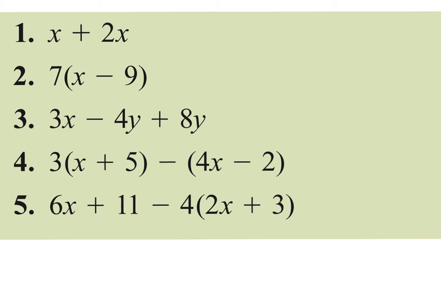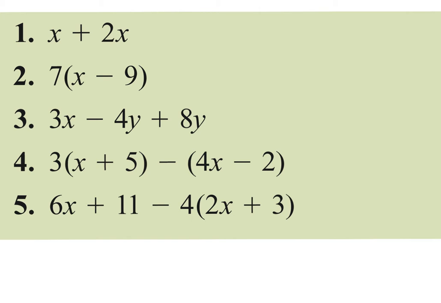So this is pulling back from the beginning of the year with distribution and combining like terms. When you're combining like terms, one, they have to be alike in order to combine them, right? And then you just add their coefficients. You do not want to confuse adding and multiplying because you're going to be doing both in this particular chapter.